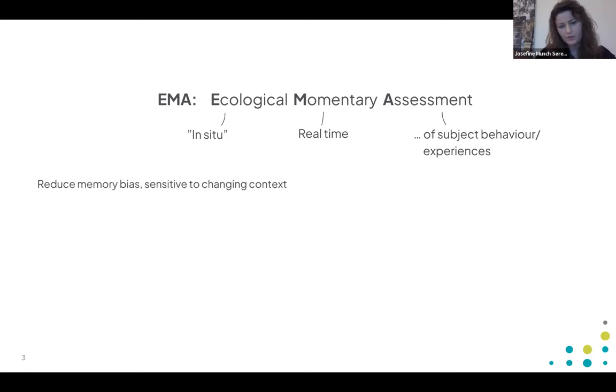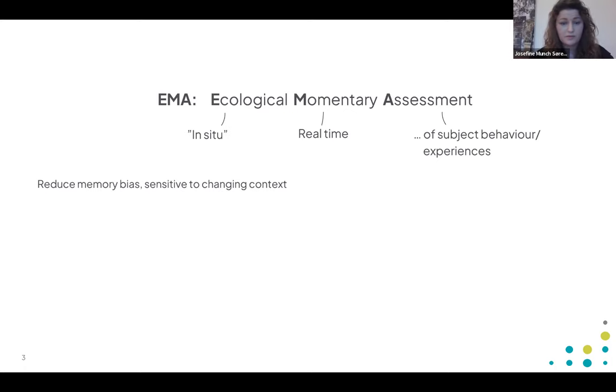And this is contrasting to the way that we typically let our test participants fill out questionnaires during a clinical visit, where subjects have to recall their past experiences in previous situations. And so EMA really has this advantage of reducing memory bias, and it is also more sensitive to the context that people find themselves in.